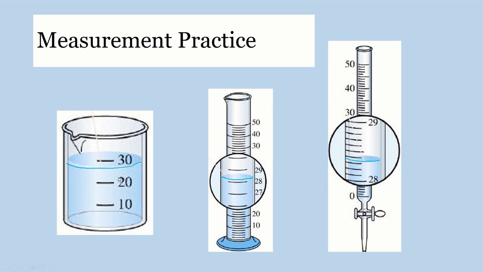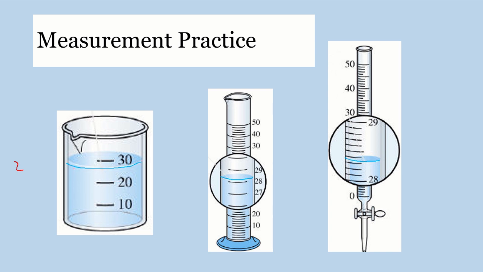So let's go ahead and work on the beaker over here. Well, I know that the line here, the bottom of the meniscus, is between 20 and 30 milliliters. So I am going to write down the 2 representing the 20 here.